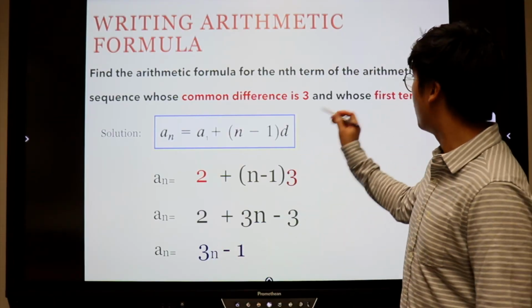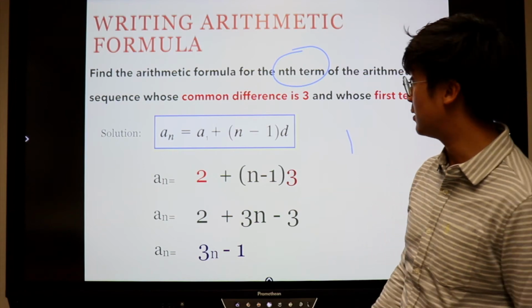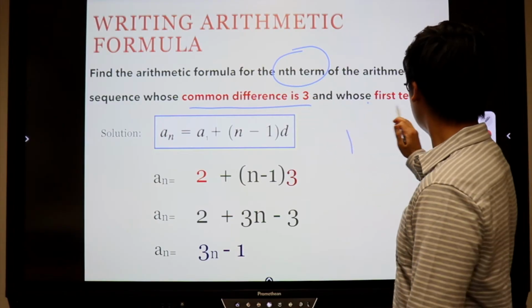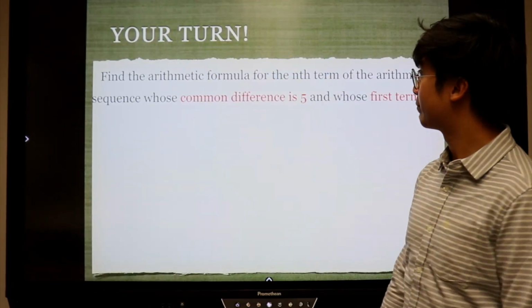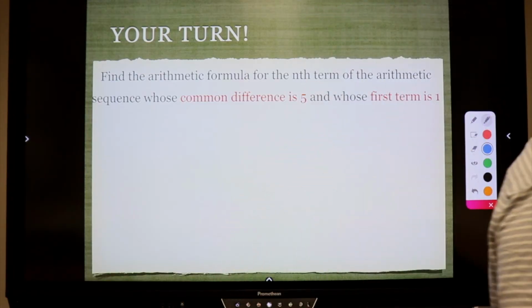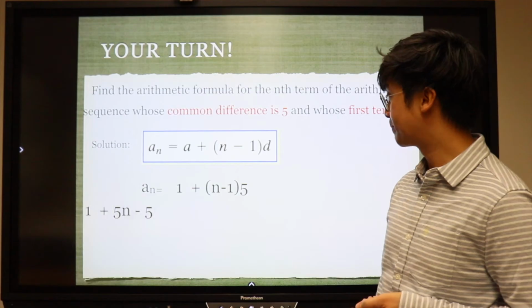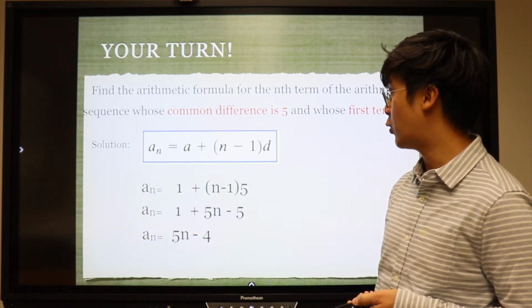And what you did was to find the nth term of the arithmetic sequence with 2 clues, the common difference and the first term. Now, on your own, give me the nth term of this arithmetic sequence. Replace the formula, simplify, and you have the nth term, 5n minus 4.